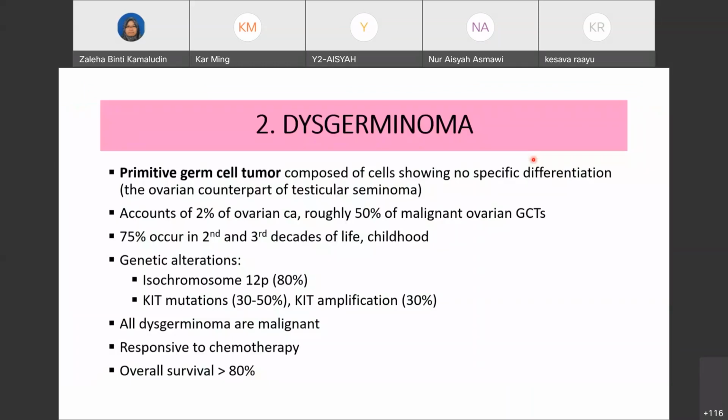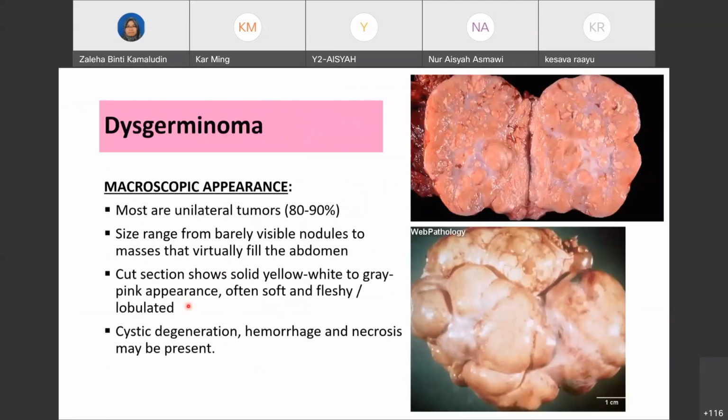The next is the dysgerminoma. Dysgerminoma is the primitive germ cell tumor, and it is commonly associated with KIT mutation and amplification. This is the appearance of the dysgerminoma. Some textbooks call this a potato-like shape because it has a solid appearance and a lobulated cut surface.